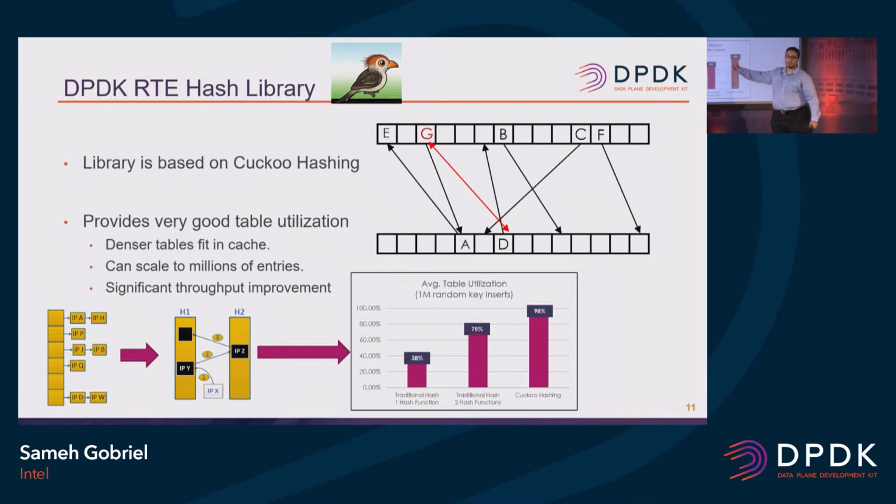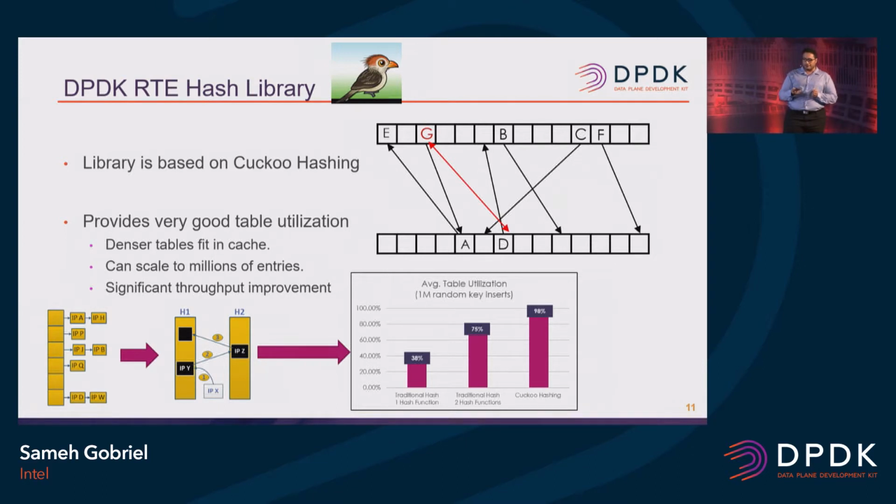Please remember the 98% because we'll get back to it in a little bit. But that's the basic idea of the RTE hash. There is no new invention here. Just trying to put keys in the hash table and move keys around so you can insert as many keys as possible in the hash table. So this has been in DPDK for many versions now.